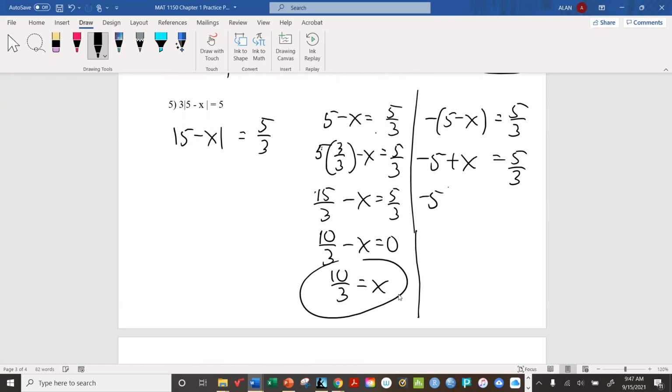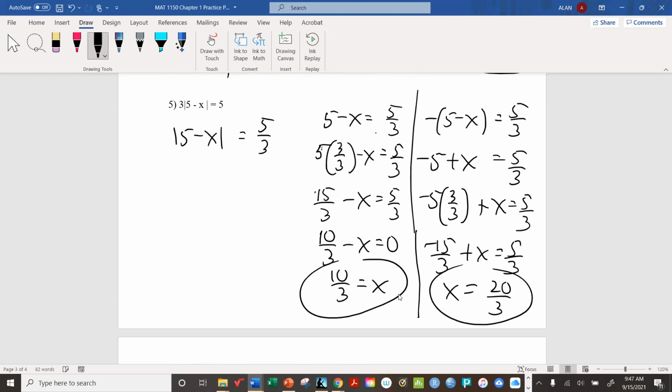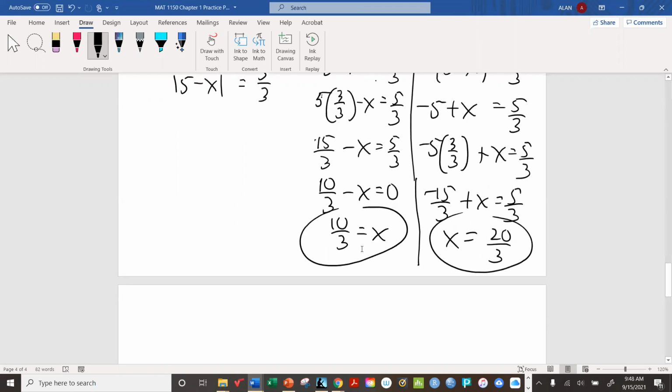Let's turn this 5 into thirds. This is minus 15 over 3. Now I'm going to add 15/3 to both sides. And voila. Okay. Now, that should be the last of the absolute values.